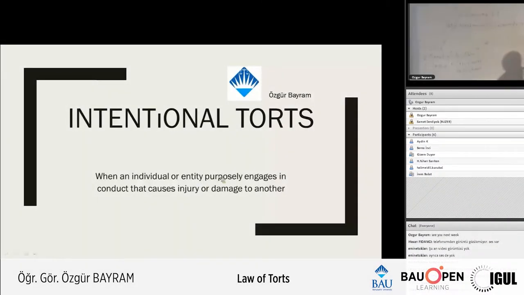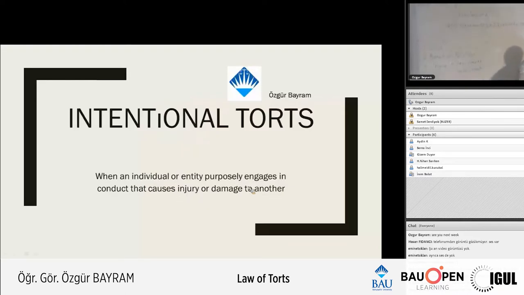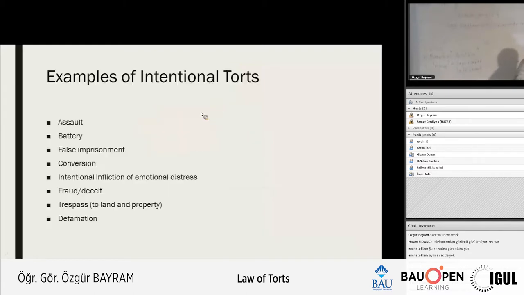Intentional tort is when an individual or entity purposefully, intentionally does an injury or damage to someone else, okay? So accidentally hitting another person would not qualify as intentional if you hit accidentally. Please feel free to interrupt if you have any questions. This is intentional tort. There are three types of tort.